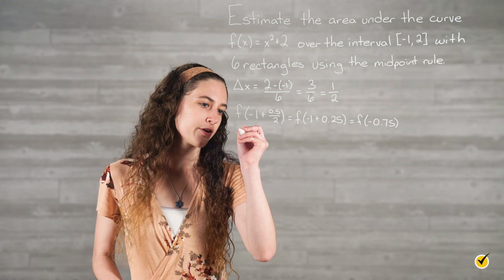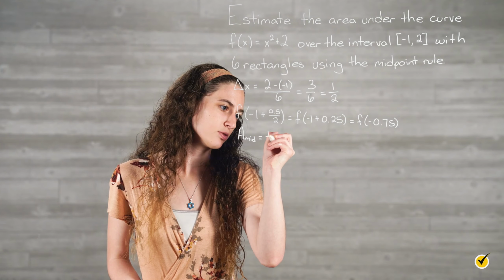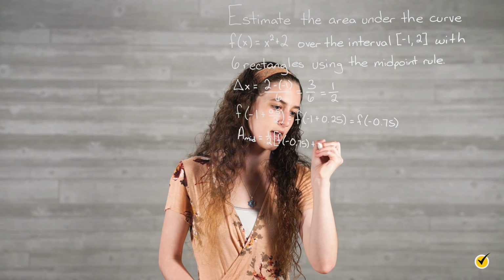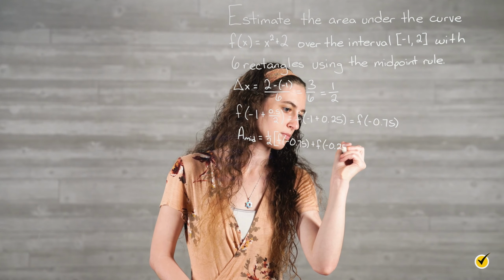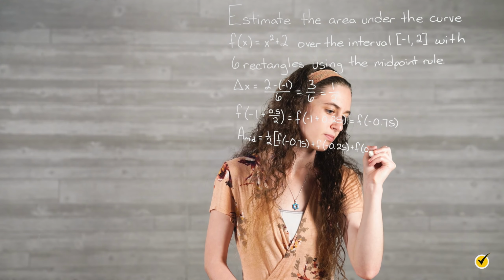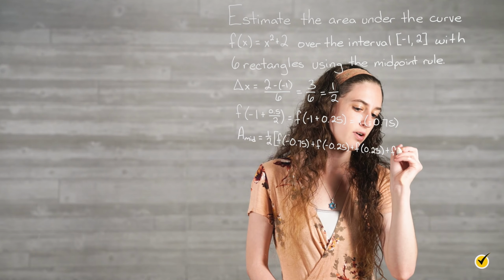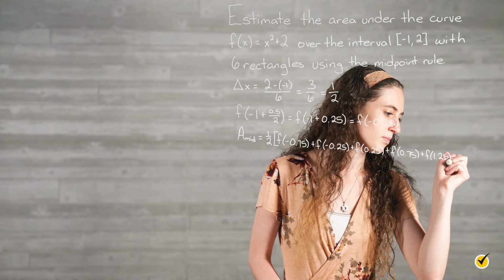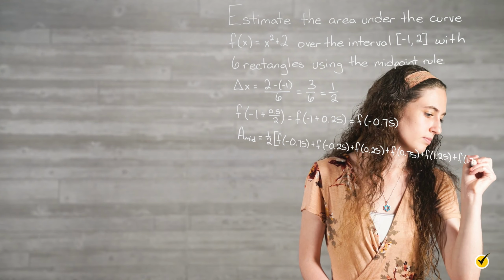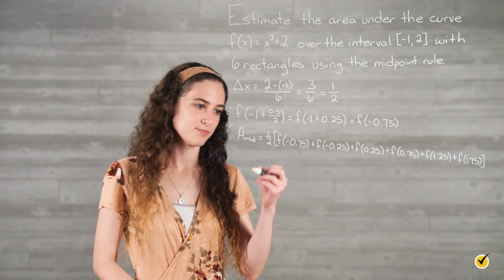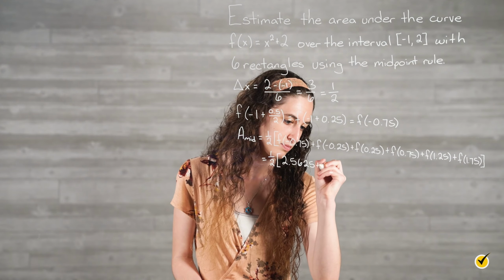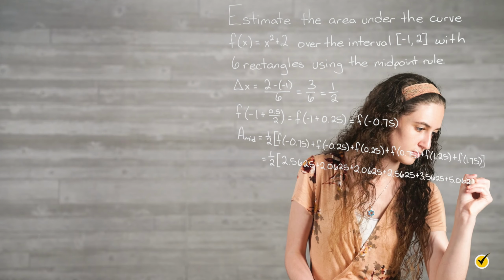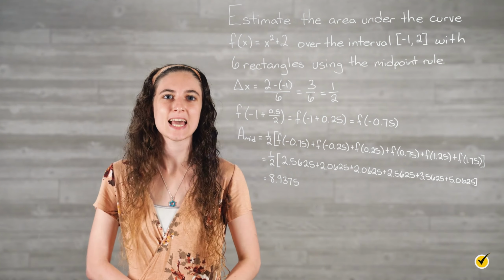So our entire approximation is area using the midpoint equals our change in x, which is 1/2, times f of -0.75 plus f of -0.25 plus f of 0.25 plus f of 0.75 plus f of 1.25 plus f of 1.75, which, when we plug in our values, gives us this. So the entire approximation is 8.9375.